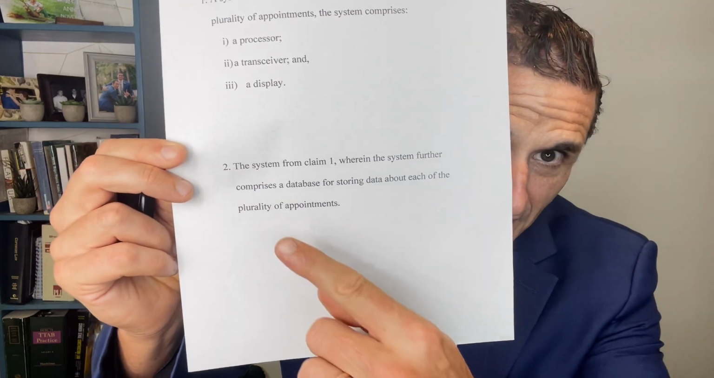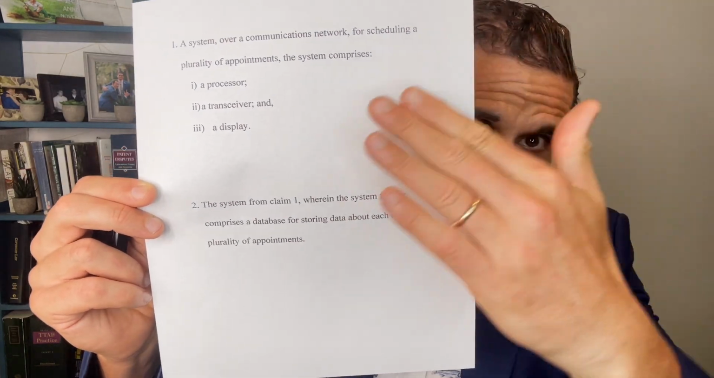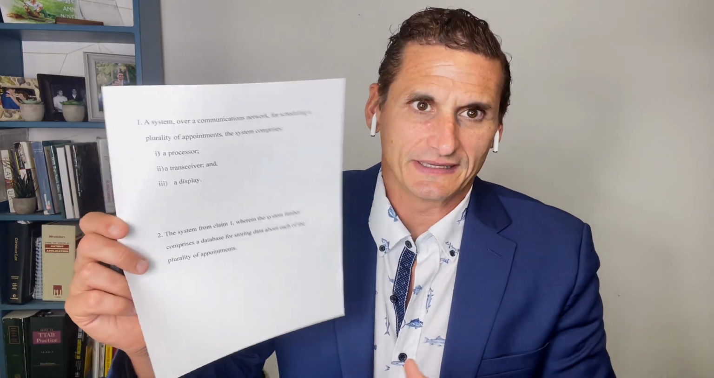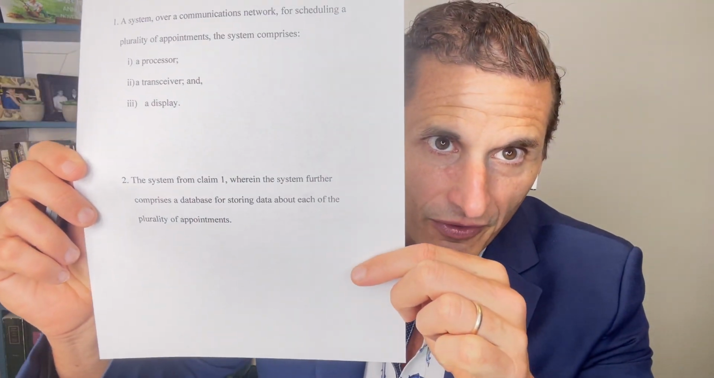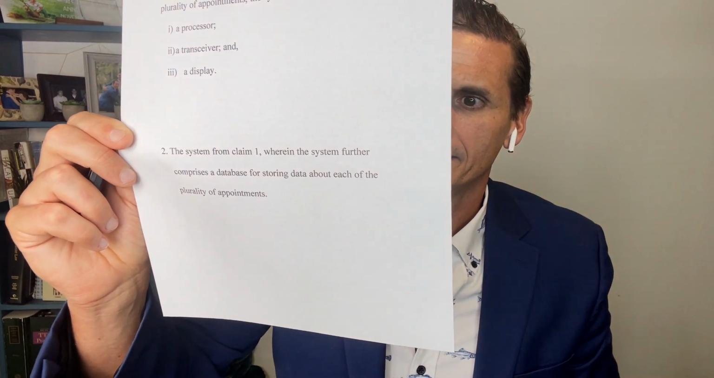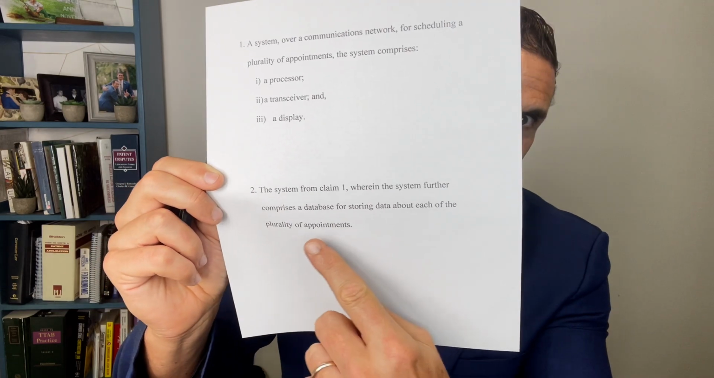The dependent claim, you'll see here, says the system from claim 1. That means that claim 2 includes all of the elements from claim 1. So if an examining attorney were to examine this application, he may actually not allow claim 1, but he may allow claim 2. Claim 2 includes all of the elements from claim 1. So if you were to write it differently, it would basically look like elements A, B, C, and then element D. And the element D in claim 2, just so you know, says the system from claim 1, wherein the system further comprises a database for storing data about each of the plurality of appointments. So claim 2 includes elements A, B, C, and then this element D, database.